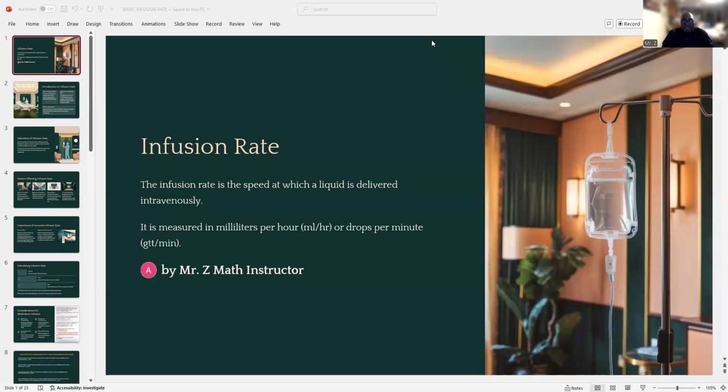Now, the goal for this session is that at the end of the session, you have to be able, number one, to identify which one is infusion rate and which one is drip rate. You have to be able to solve any basic question related to infusion rate. You have to be able to solve questions regarding drops per minute. So you have to understand the difference between infusion rate and drip rate as well.